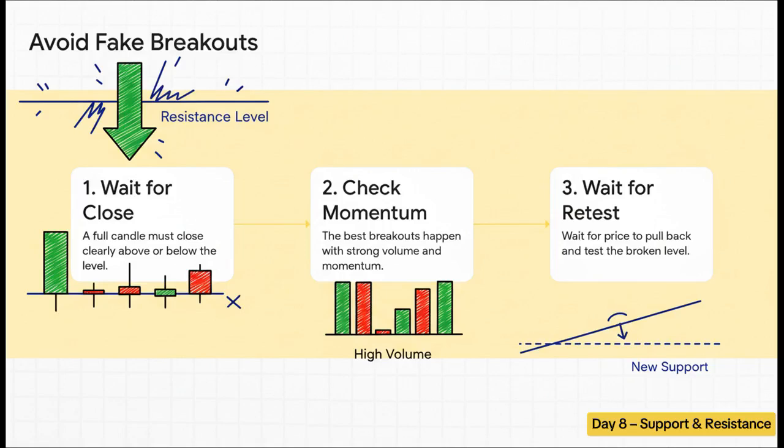First, you have to wait for a candle to close above or below that level, a full candle close. Second, you got to check for momentum. Look for strong volume. Weak volume is a huge red flag. And third, here's the real pro move. Don't chase it. Instead, you wait for the retest. Let the price come back to that level it just broke. If it holds there, that's your golden entry.